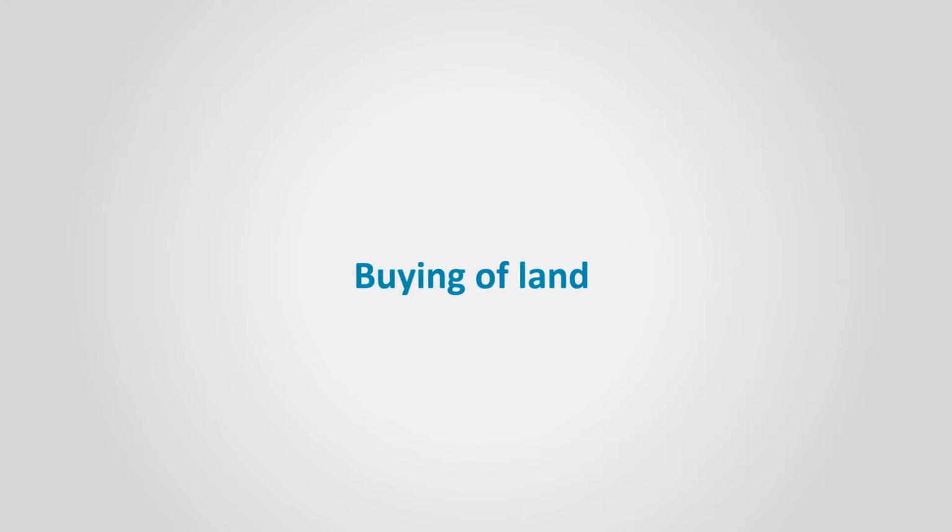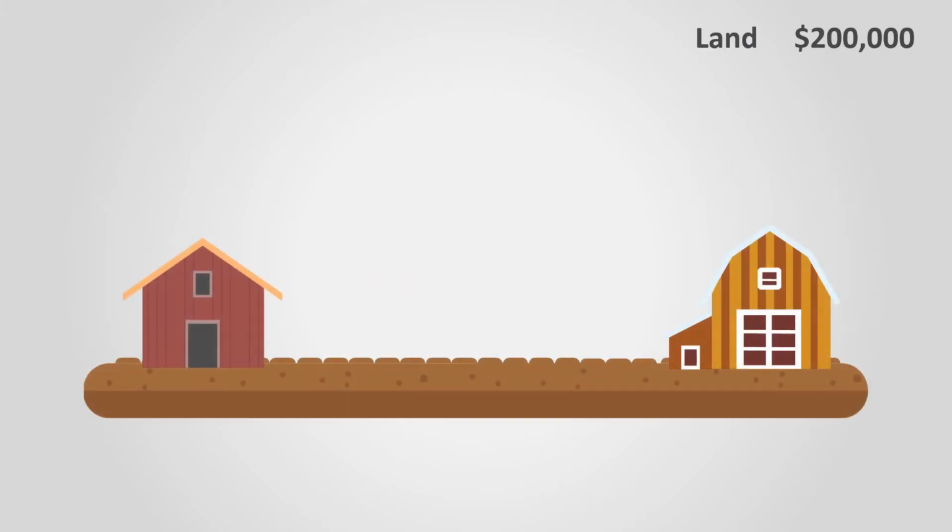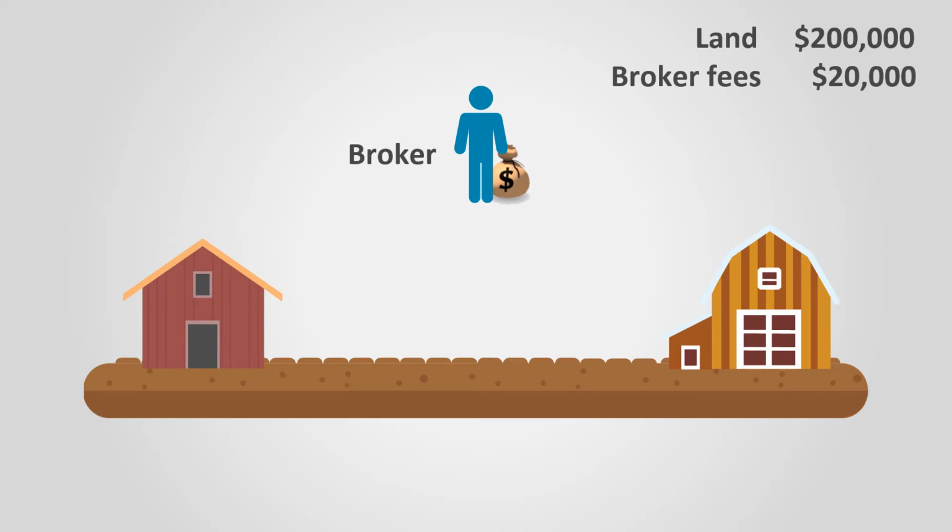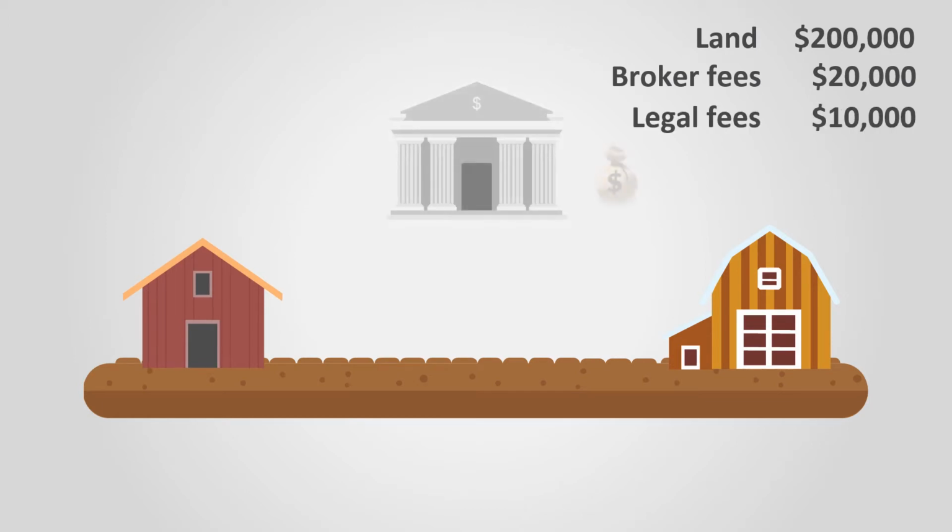Now let's see how to calculate the cost of land. Assume that the company purchased a lot of land for $200,000. The land had some wooden sheds on it. The company is intending to construct a building on that land. To buy this land, the company hired a broker. The broker received $20,000 brokerage fees. It also paid $10,000 for legal fees and registration.